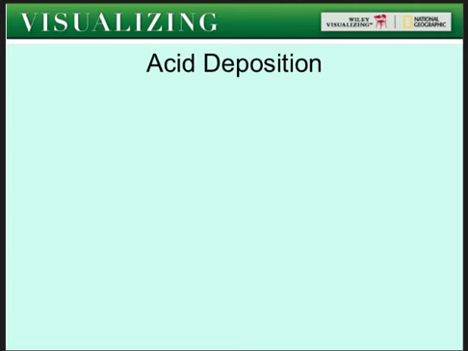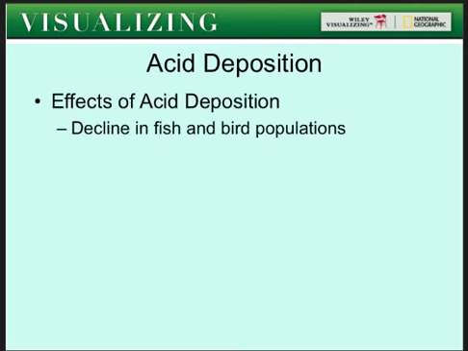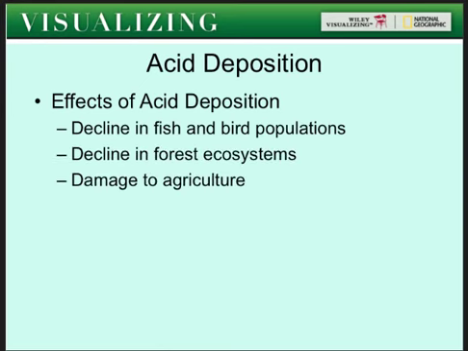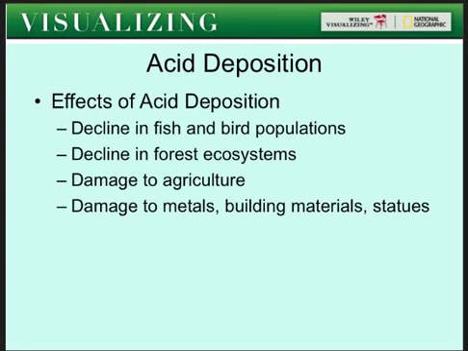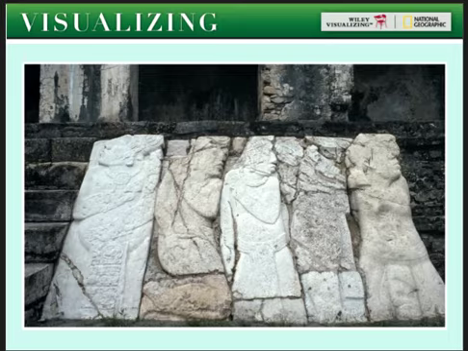What are some of the effects? Well, we see a decline in fish and bird populations. We see a decline in forest ecosystems, damage to agriculture, damage to metals, building materials, and statues, changes in soil chemistry, and we also see, along with this, the leaching of nutrients from the soil and a decrease in the soil's pH. So what this does is pave the way for organisms that are acid resistant to now move into this ecosystem. Here you can see an example of some of these effects.